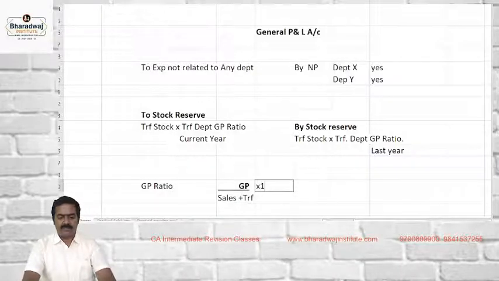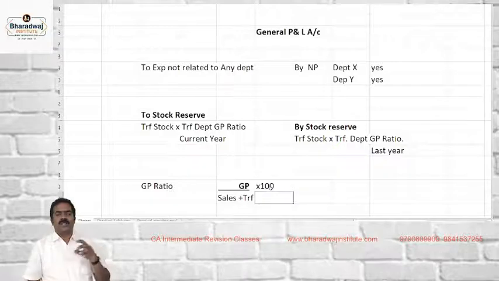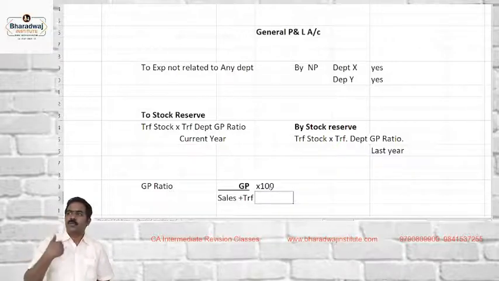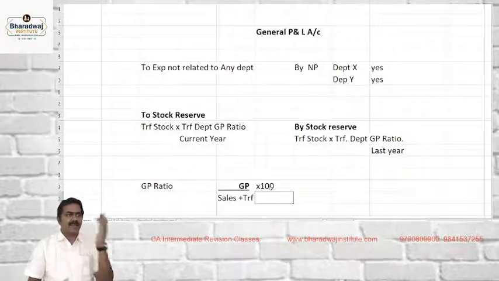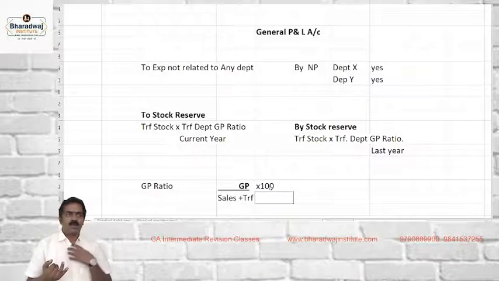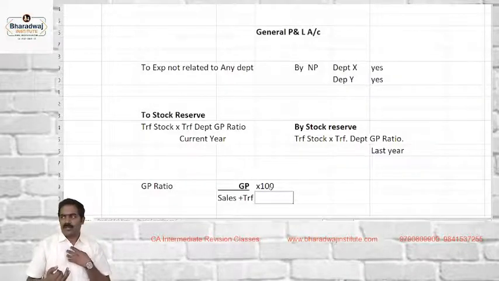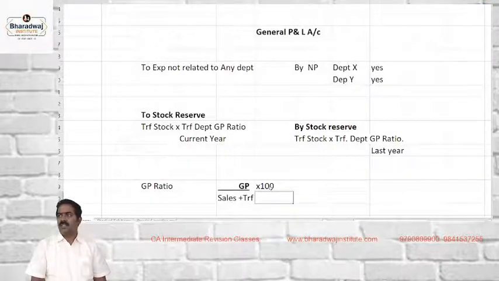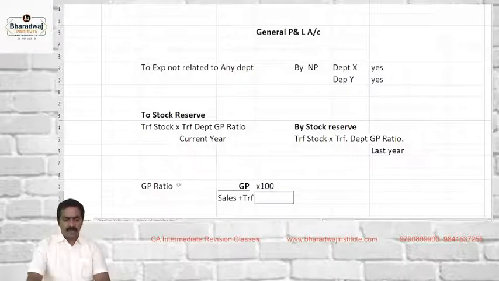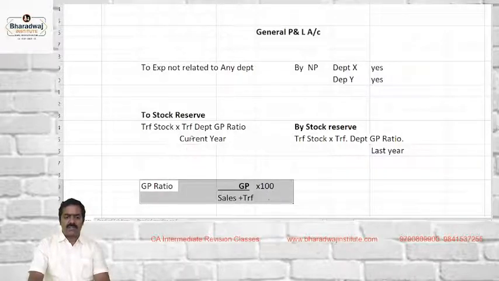Why? For example, you are department Y, you are transferring goods to me at normal selling price. Now you are making the gross profit out of what? External customers also you are selling with a profit. To me also you are transferring at a profit. So while working out the gross profit ratio, what should you do? Your gross profit divided by sales plus the transfer made, into 100. That will give us which ratio? Gross profit ratio.